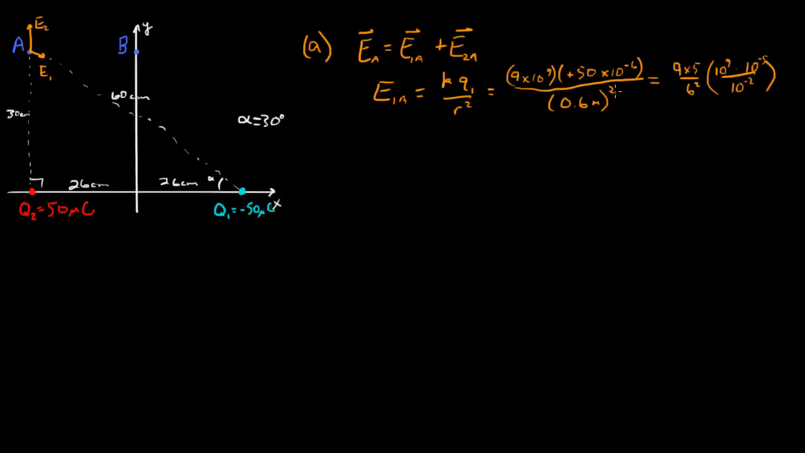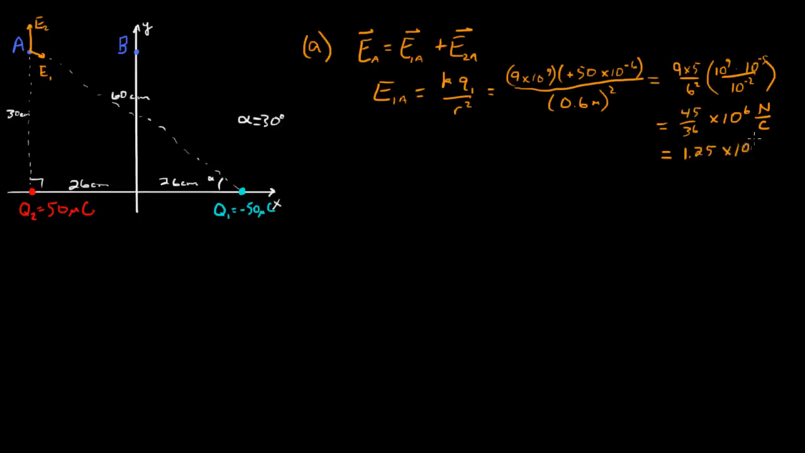So we've got 45 on top and 36 on the bottom. And then 9 minus 5 is 4, and then I want to add 2 because I'm dividing by 10 to the negative 2. So that's 10 to the 6. And remember, I said it would be newtons per coulomb. This is 4 times 9, and this is 5 times 9, so it's 5 over 4. That's 1.25 times 10 to the 6 newtons per coulomb.